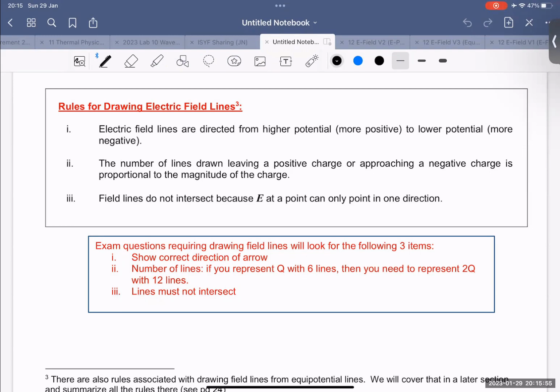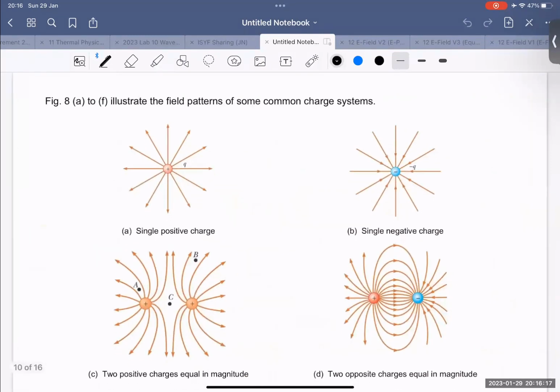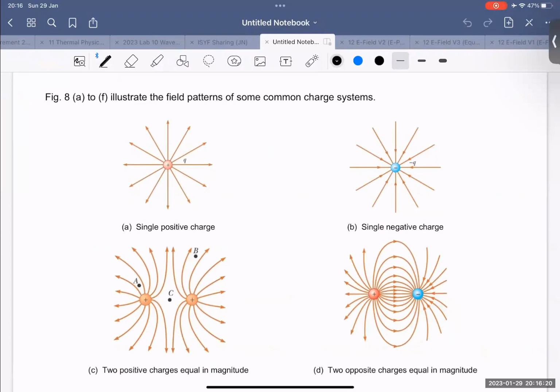Number 1, you have to show the correct direction of the arrow. That's the direction. Number 2, the number of lines. If you represent Q with 6 lines, then you will need to represent 2Q with 12 lines. And number 3, the lines must not intersect. So these are some examples of electric field lines. So for a single charge, it radiates in all directions equally. And if it's a positive charge, the direction of the arrow will be away from the charge.